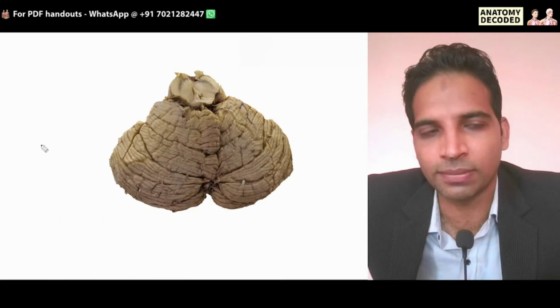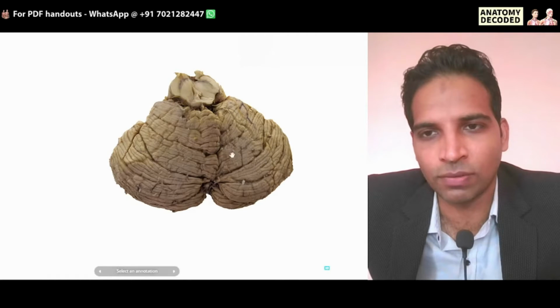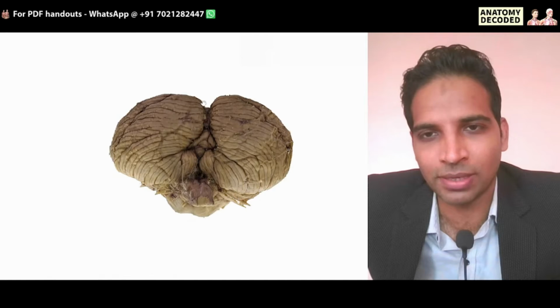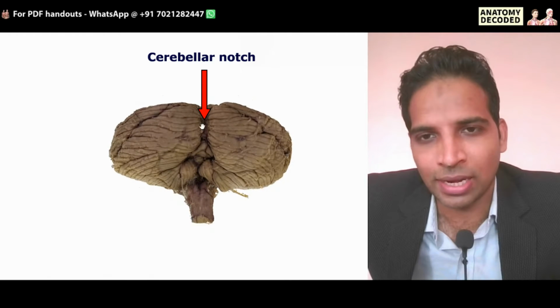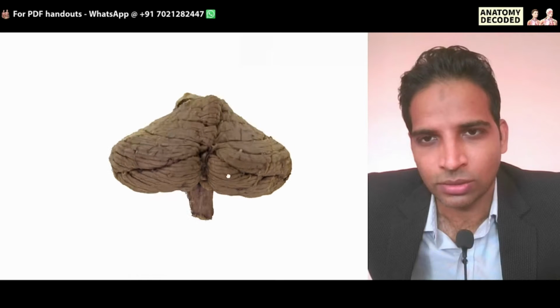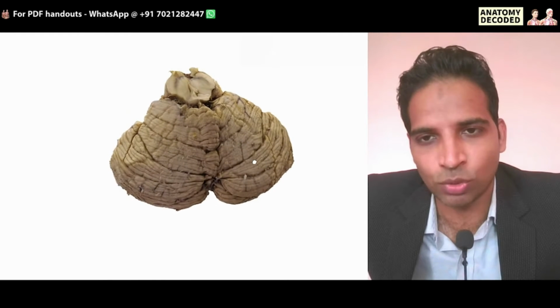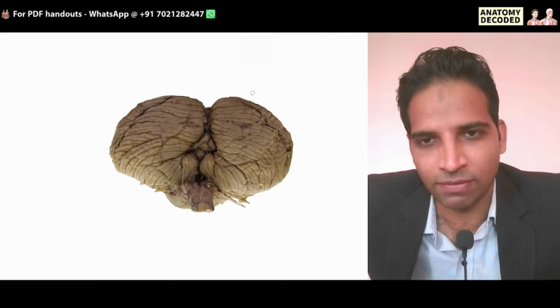So how to do that? If we see the superior surface of both cerebellar hemispheres, it should look continuous with each other. Okay, when we see the superior aspect. Because when we see the inferior aspect, we can see a deep notch between the two cerebellar hemispheres. Okay, that is referred to as the cerebellar notch, which is seen clearly on the inferior surface. So on the superior surface that notch is not seen. That's how we can identify which part is superior and which part is inferior.